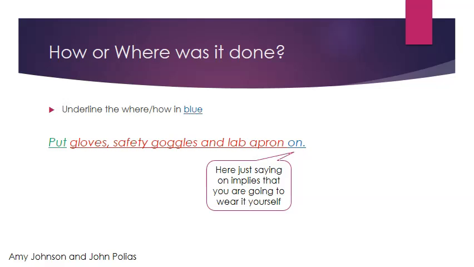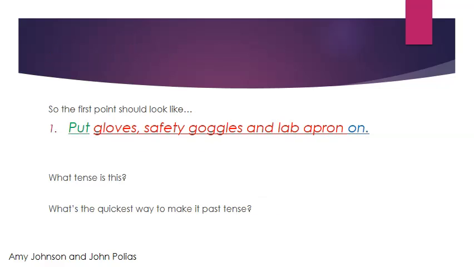The next thing we need to highlight or underline in blue is how or where it was done. Now, if it's really important or really dangerous, you'll often find the blue bit at the start. But in other sentences, you'll find it just at the end here. So, how was it done? Well, where did we put the gloves, the safety goggles, and the lab apron? Well, we put them on. So here, when we say on, we're actually implying that we put them on ourselves. We don't have to say ourselves because we don't worry about the people. So the first point should look like green, red, and blue.